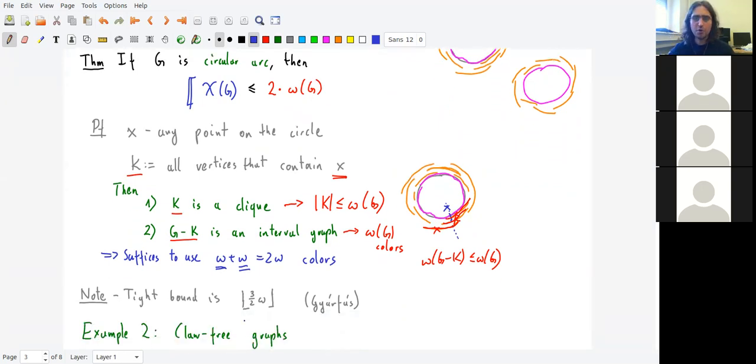Good. Some note about this: this was actually, I think, the first example that Gyárfás was giving in his paper, and the actual tight bound for circular arc graphs is like 3/2 times omega. So you can squeeze a little bit more from this argument if you are more careful about picking the point x on the circle.